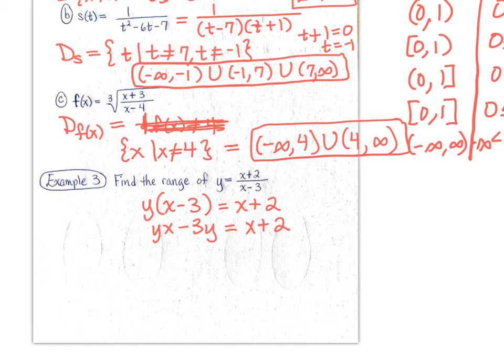You subtract 2 from the other side? You can subtract 2. So you'll have yx minus 3y minus 2 equals x. Now what? Your goal is to isolate x. Now what? Divide by y, x. No, we can't divide. You're trying to divide by variables. Dividing by variables is illegal.